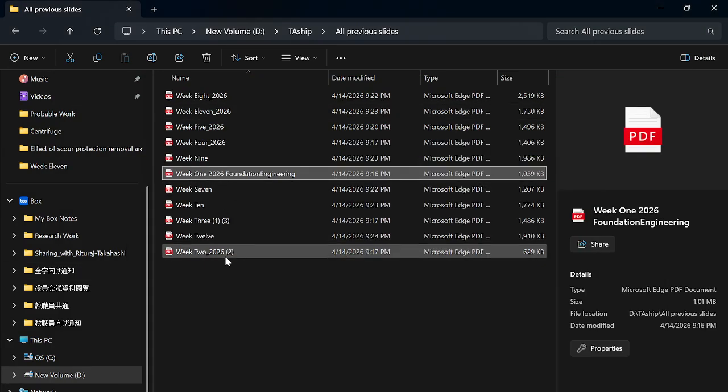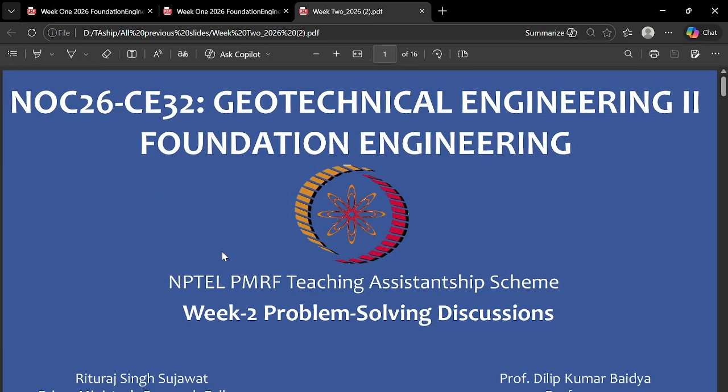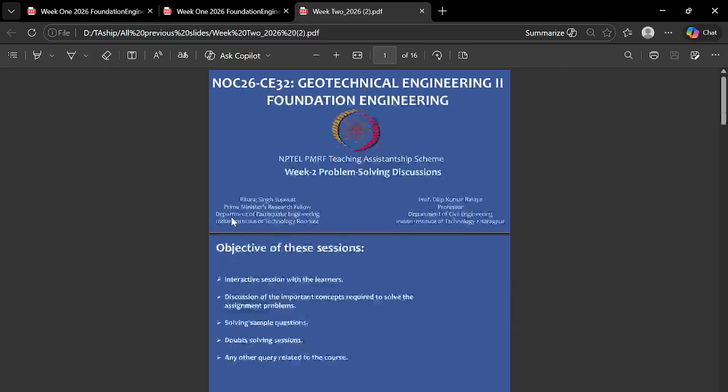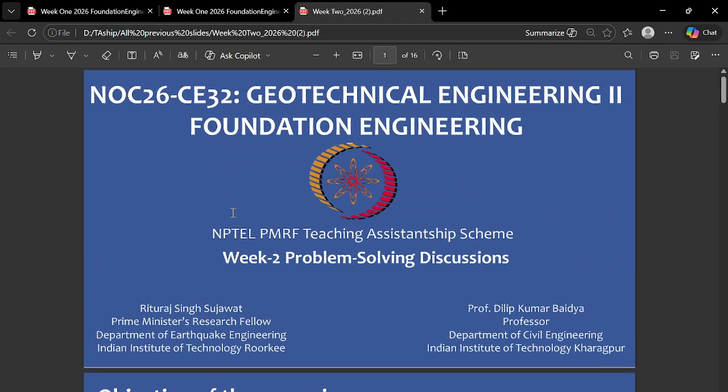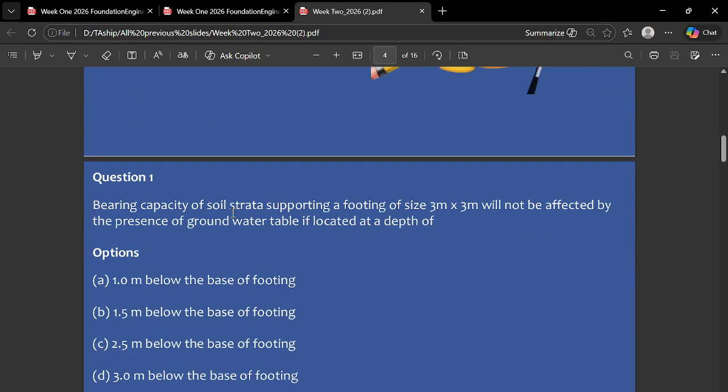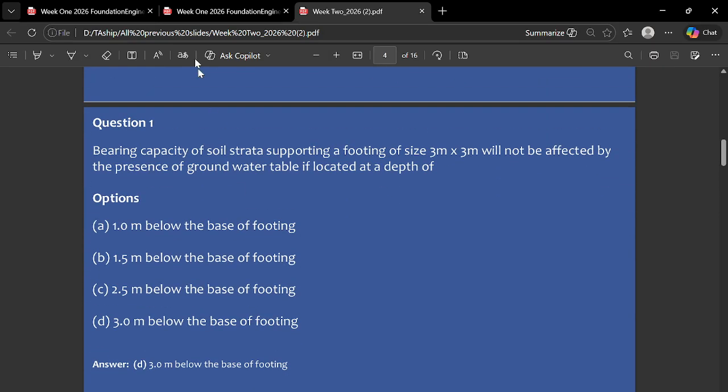Moving to week two. So addressing problems of week two. In week two, you need to address some of the questions. Here it links with the calculation of the bearing capacity of the soil ground. So if there is groundwater which is available.